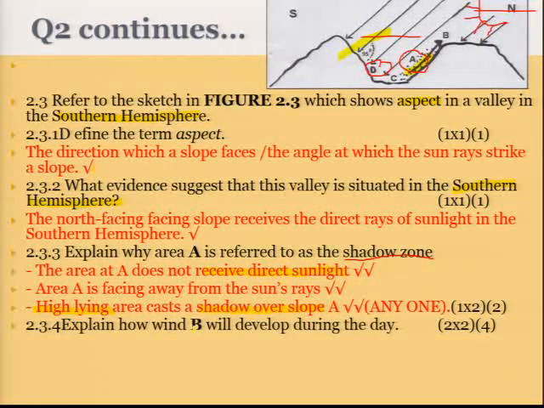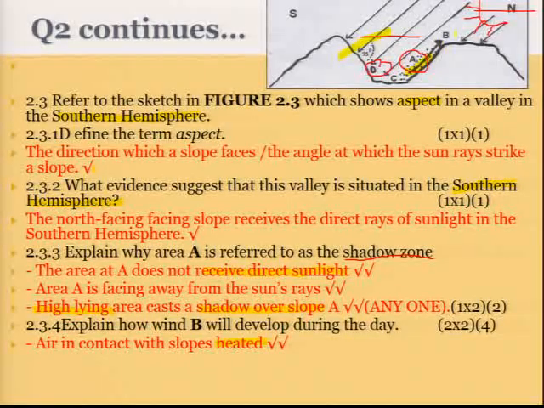Explain how wind B will develop during the day. Check wind B. The arrow tells us a lot. Is this the katabatic or the anabatic? Air starts to move upslope. Now explain how this process of the anabatic wind that moves upslope will occur. We say air in contact with the slope will start to be heated up. Immediately once the sun starts to heat this surface, the valley will start to be warmer.